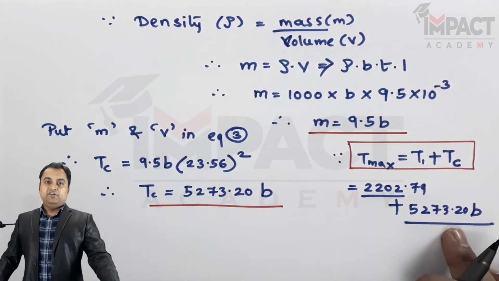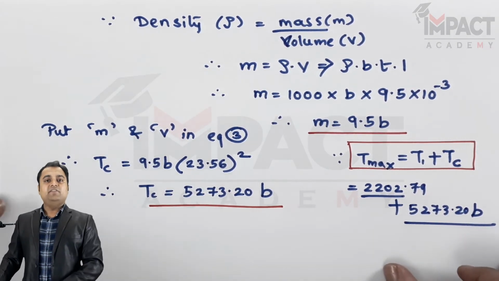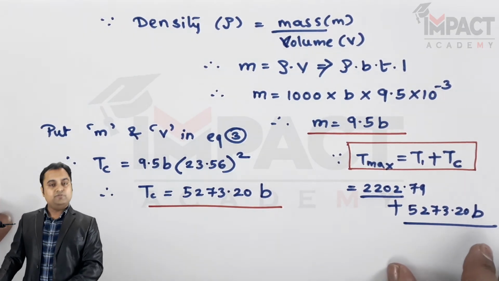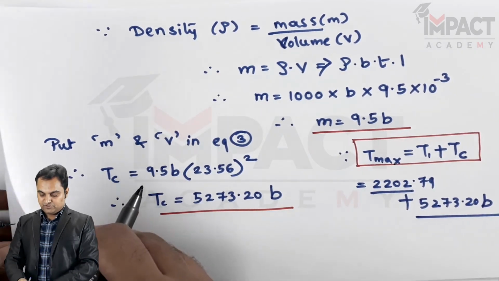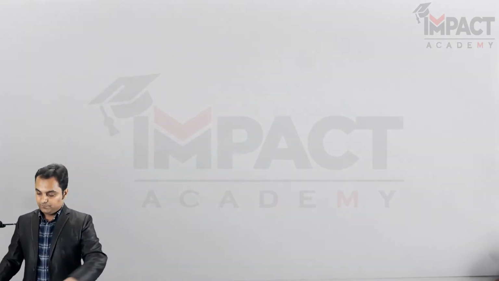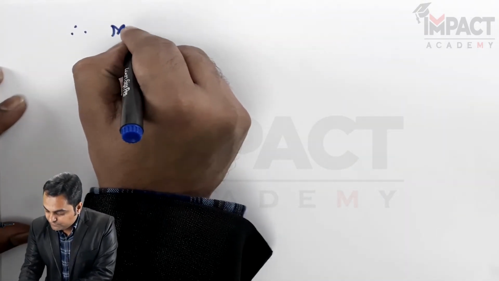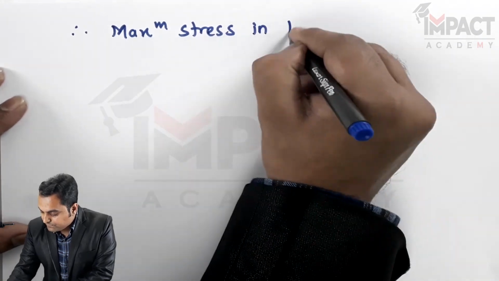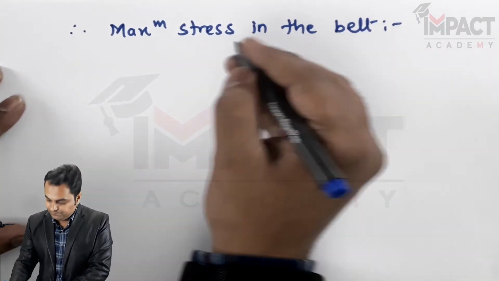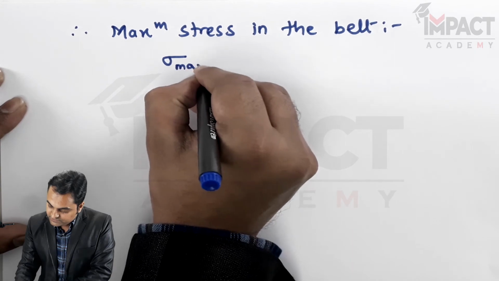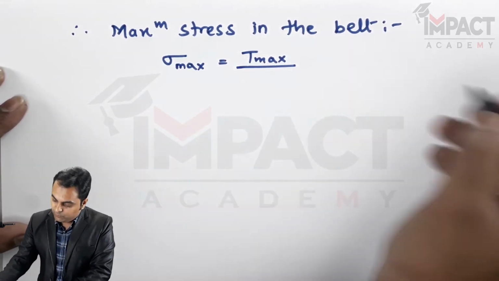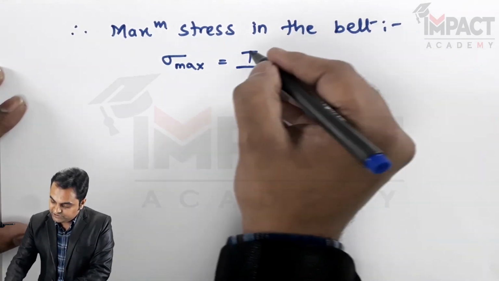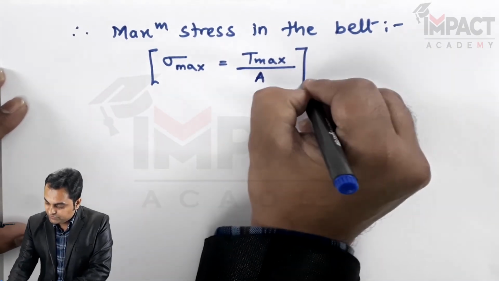Now we need to find the width of the belt. For that, in the problem they have even given us stress, so I'll use the formula of stress in the belt, and that will be called maximum stress because this is maximum tension. So therefore the maximum stress in the belt will be sigma max is equal to the maximum tension upon the area of the belt, because it is force upon area which is stress.